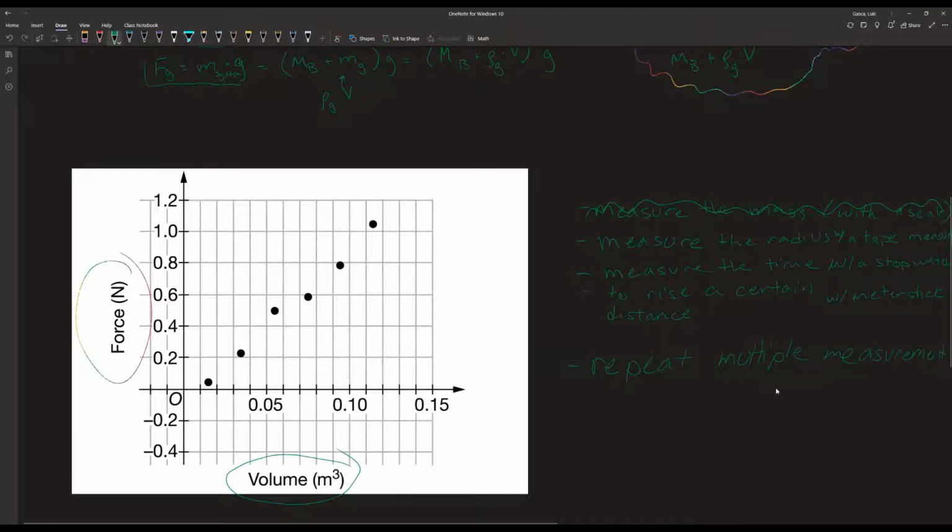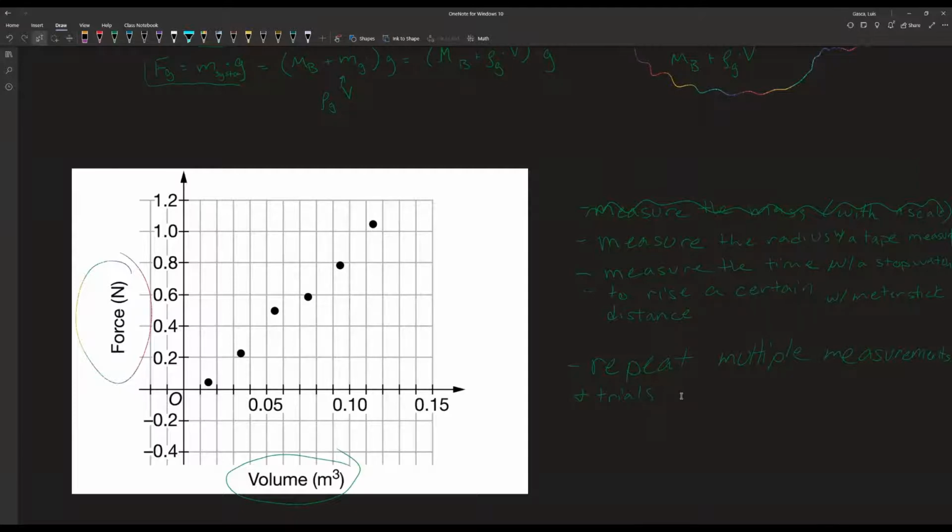Repeat multiple measurements and trials to minimize error. But really, we want to get an average radius, an average distance, and an average time for each of these valve settings. Let's say I haven't let out any air. I measure the radius of the balloon two or three times, get an average value, and then I let go of it and set it to a certain height. I measure the time it takes to rise to that height, and I do that three, four, five times.